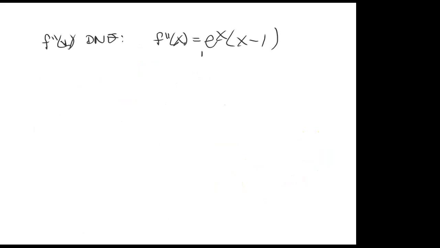I should probably make myself a note: places where that second derivative does not exist. F prime prime of x is equal to e to the x times x minus 1. E to the x is continuous everywhere, x minus 1 is continuous everywhere, so this entire function exists everywhere. So there are no locations where the second derivative does not exist.